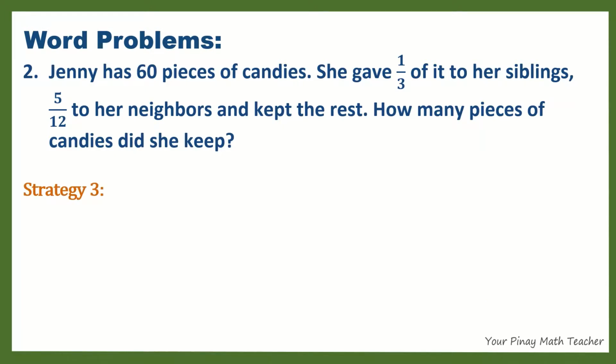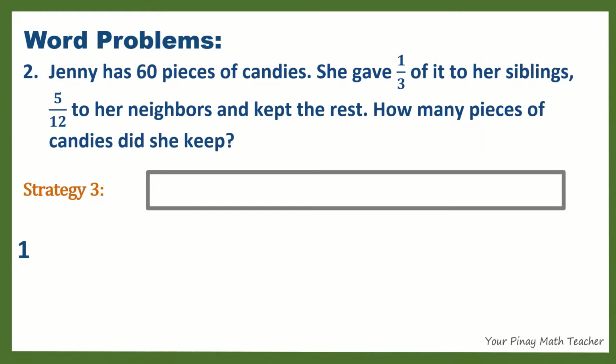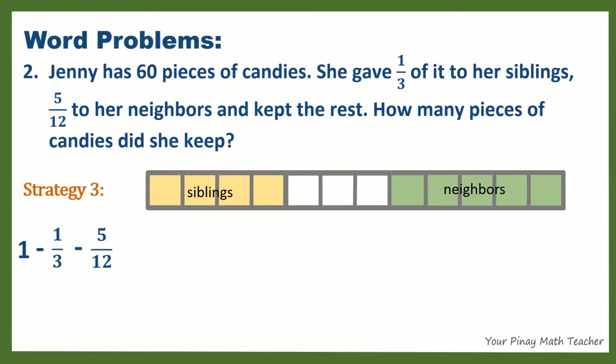Strategy 3. 60 pieces of candies is represented by a whole rectangle, or one whole. Then the rectangle is divided into 3 equal parts, and 1 out of 3 is taken from it. Same with 1/3 being taken away from one whole. Then the whole rectangle is divided into 12 equal parts. 5 of them are subtracted, or 5/12 is subtracted from the remainder of 1 whole minus 1/3. So the remaining is kept.